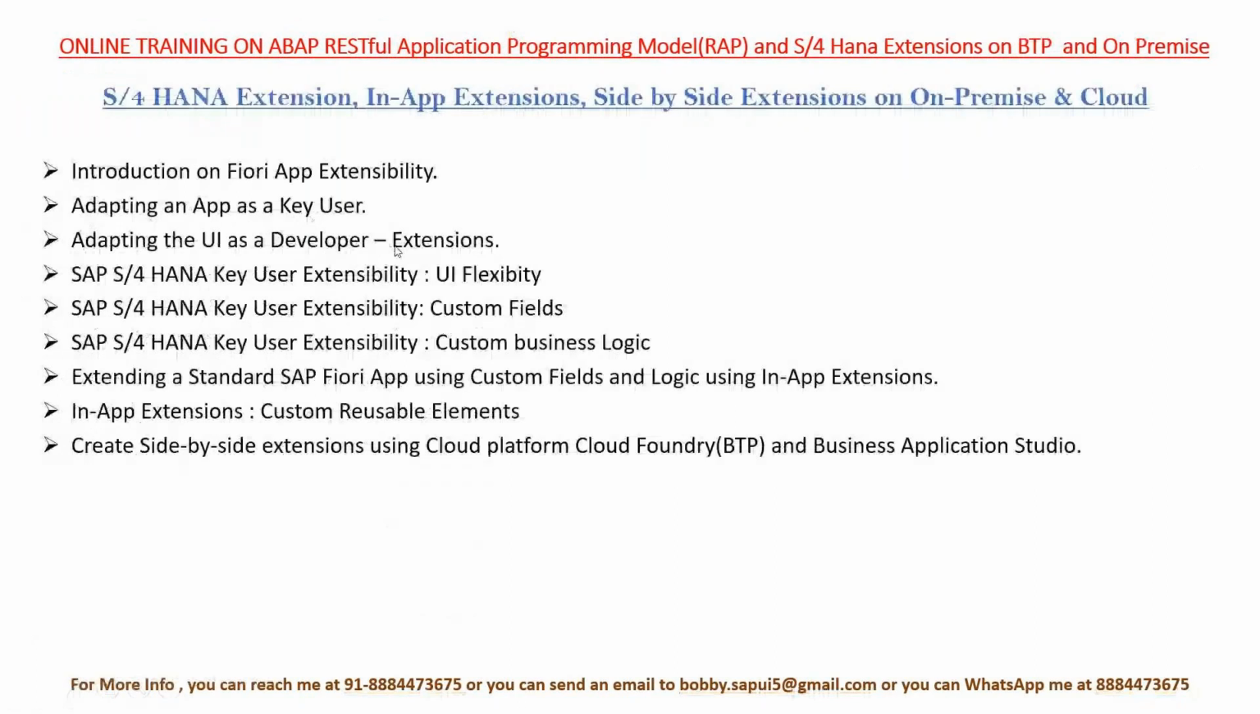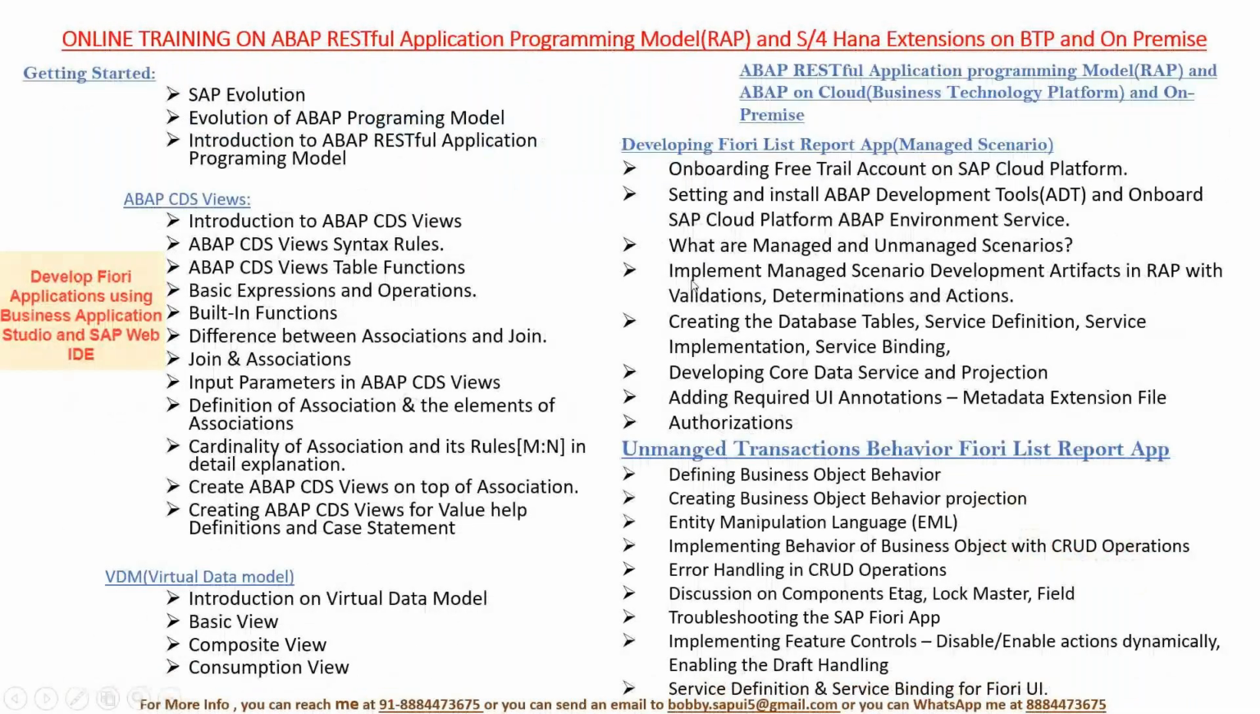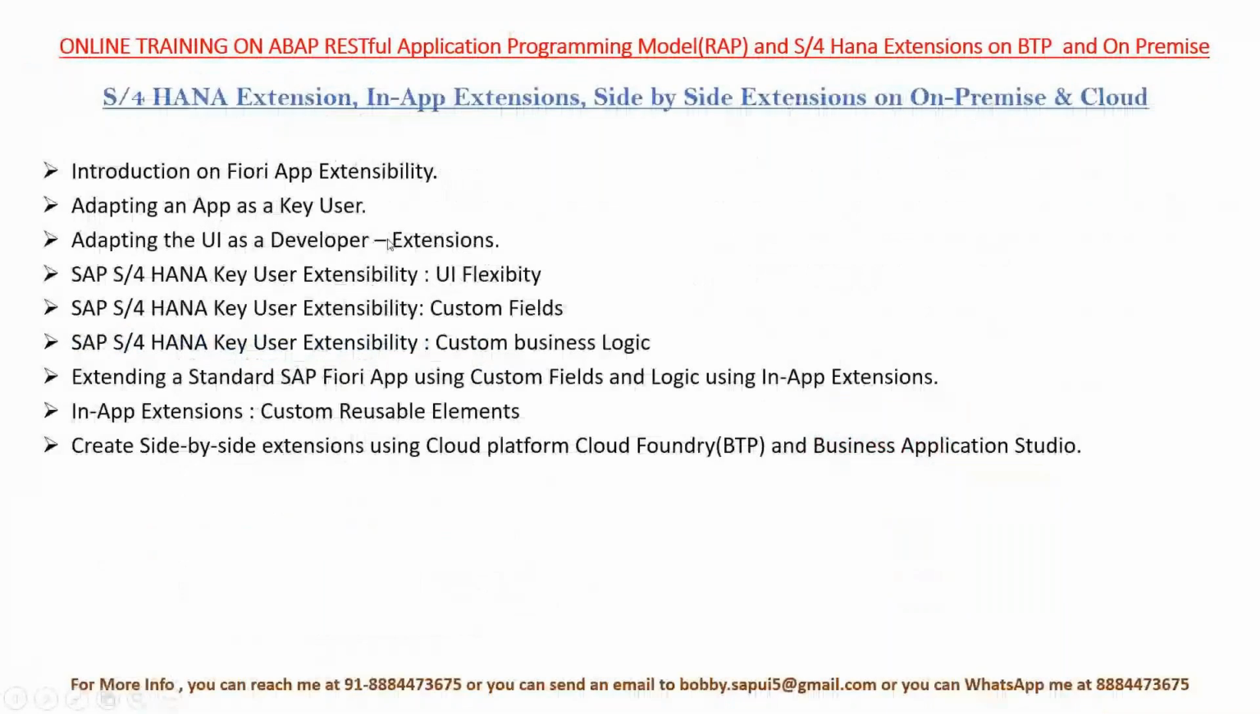In RAP we are going to develop the managed use case, unmanaged use case, CRUD operations, error handling, validations, verifications, implementations, how to add UI annotations, how to create batch processing, how to hide tabs dynamically, how to implement BAPIs in RAP, how to implement unmanaged use cases, how to upload attachments, and how to consume an external API into the app. This is called side-by-side extensions. Also how to implement the isolated concept in RAP, how to extend the standard Fiori apps. All this will be covered, and we'll also cover in-app and side-by-side extension.